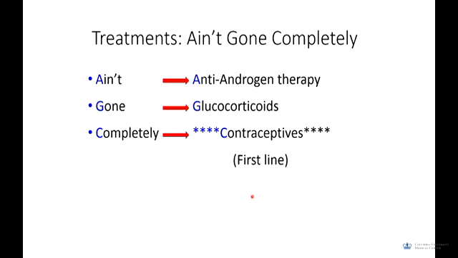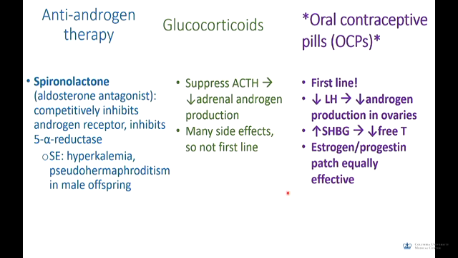Treatments, let's go through them. So the #1 treatment here is oral contraceptive pills. They're great. The decrease in LH causes a decrease in androgen production. The increase in sex hormone binding globulin decreases free testosterone. The other estrogen-progestin birth control forms are equally as effective as the pill because they work the same way.